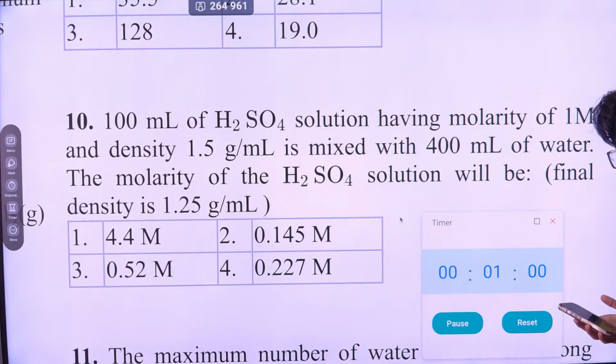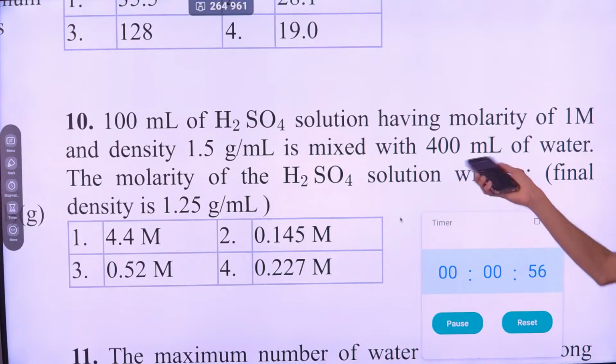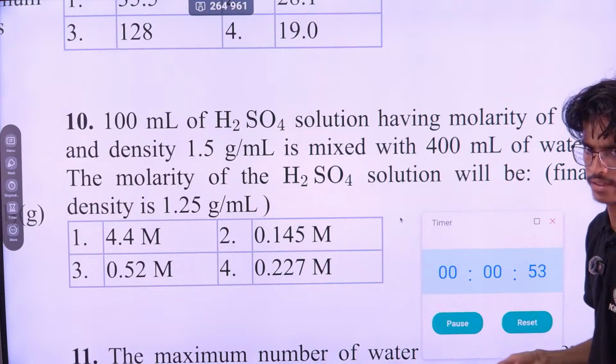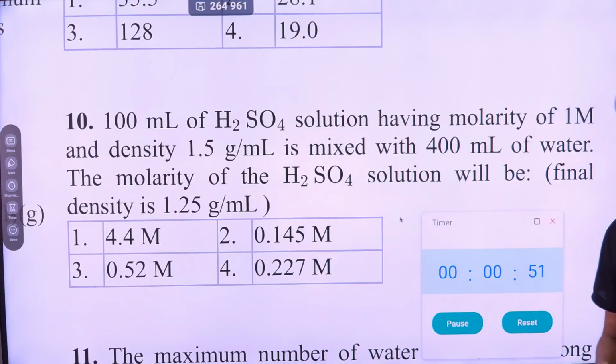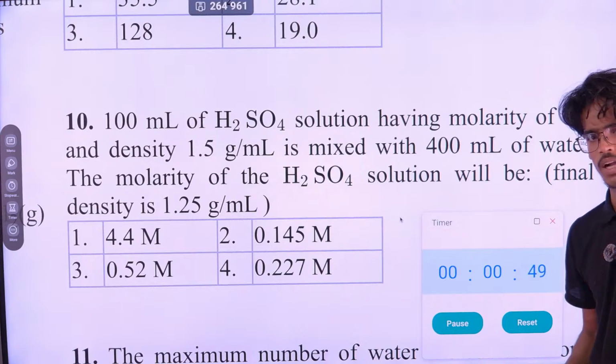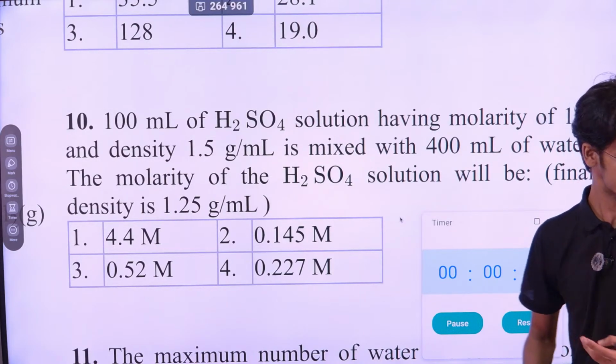Timer is there, 1 minute. We have to find a molarity and simply dilution is happening, 400 milliliter of water you are adding. So at the end you just need to know total number of moles divided by total volume, that's it.